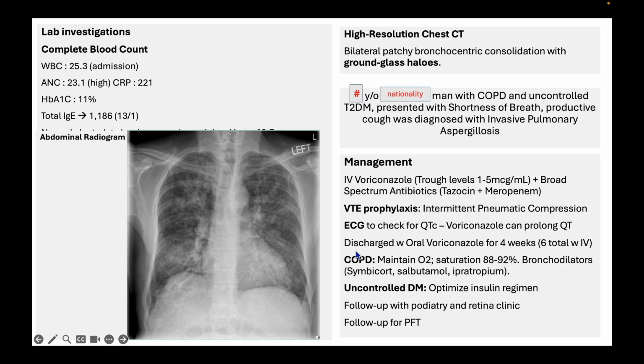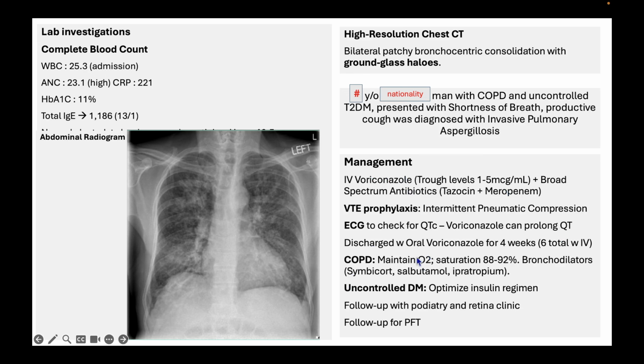And then he was discharged. He was given voriconazole for a good while, okay, and then also broad spectrum antibiotics. He was discharged with oral voriconazole for 4 weeks. So in total, it would have been 6 weeks because he was given IV voriconazole for 2 weeks in the hospital, okay?